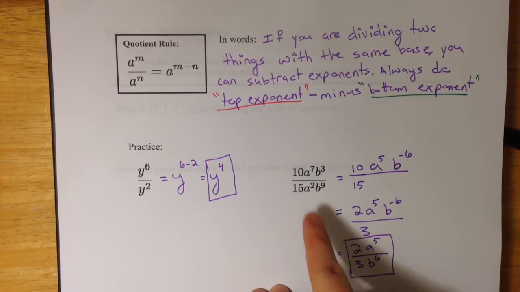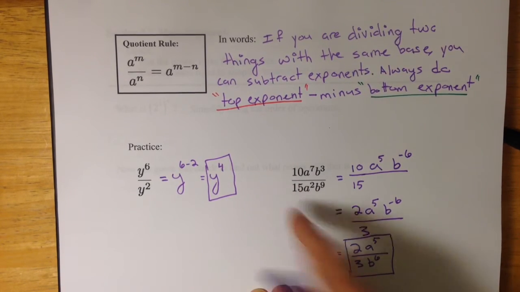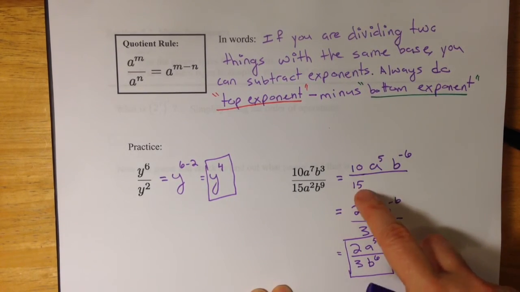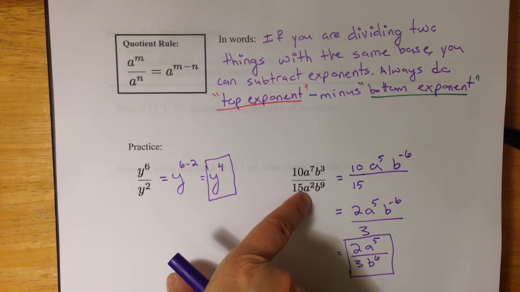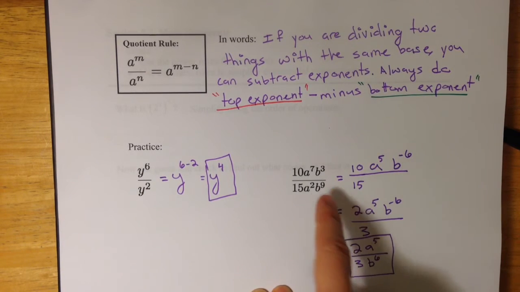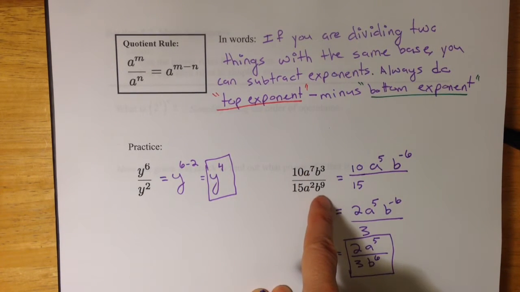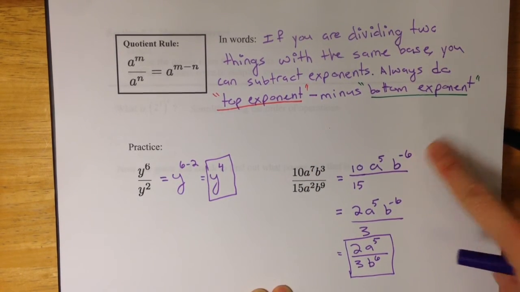This second one is a little more complicated. I started by doing all of the exponent subtraction stuff, and I left the 10 and the 15 alone. So I left the 10 on top, the 15 on the bottom. A to the 7th over a squared, I can subtract exponents. 7 minus 2 is 5. For b cubed over b to the 9th, I can subtract exponents. 3 minus 9 is negative 6.